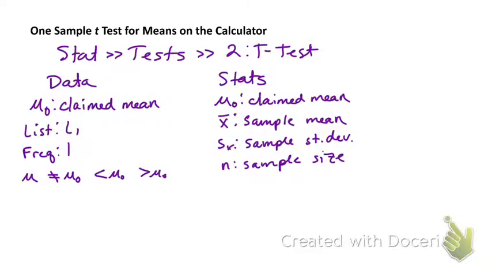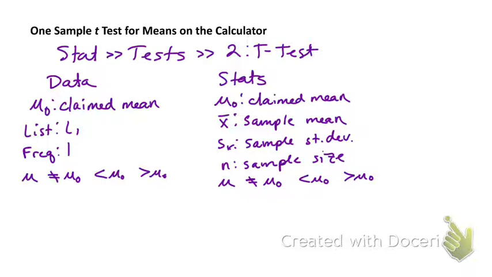All right, and then again, you need to tell your calculator what is your alternative hypothesis that you're trying to get evidence for, and then you do calculate or draw. Again, your calculator is going to tell you what the t-test statistic is, what is the p-value, and then you're going to be able to make your decision, and life is good, and it's so fun, right? Yay!